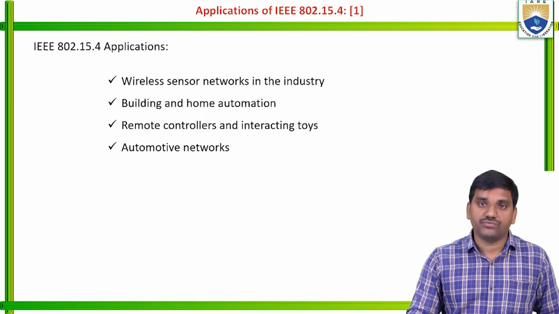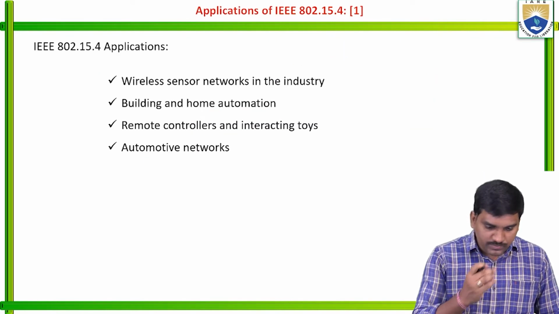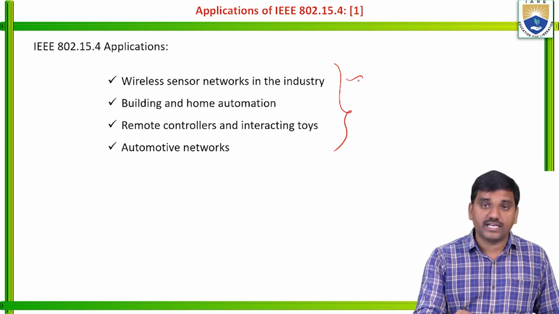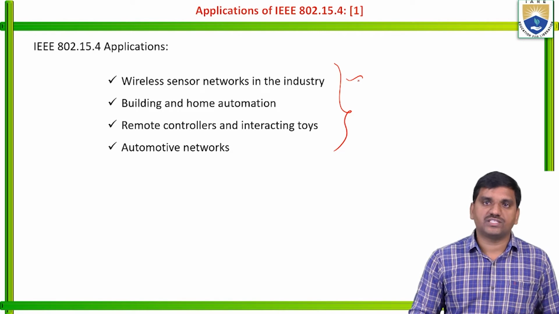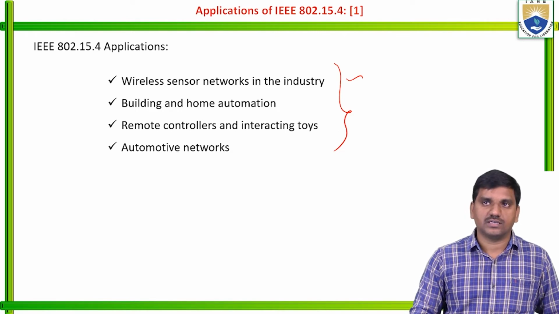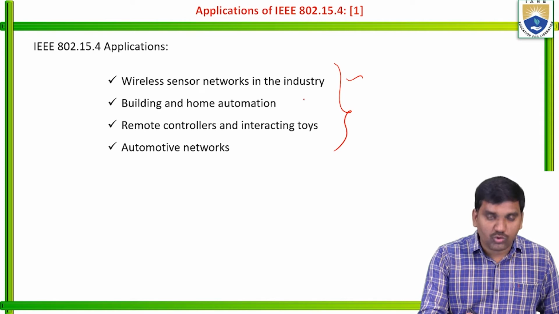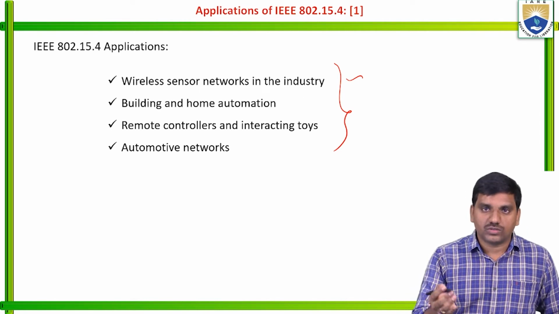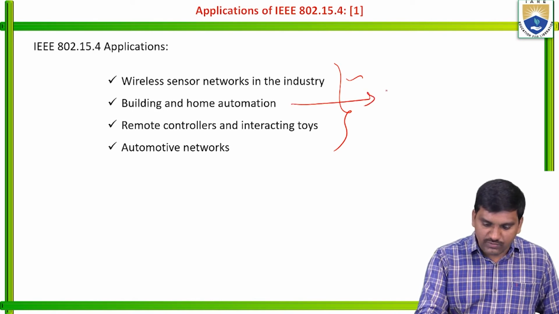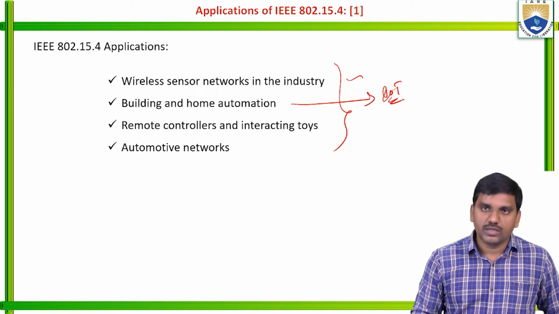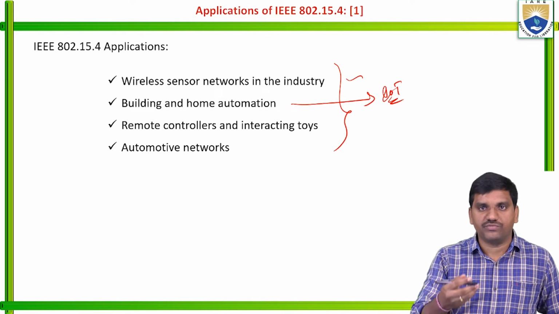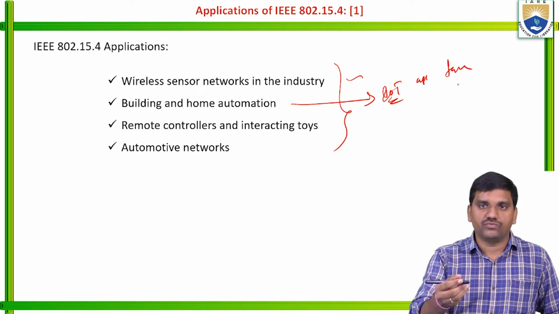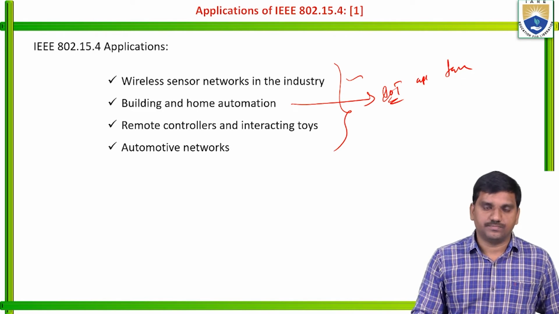Next, applications of IEEE 802.15.4. Here I mentioned 4 types of applications. Wireless sensor networks in the industry. Next, building and home automation. This is one of the applications of IoT. In building and home automation, we have different types of home appliances like fan, tube light, fridge, washing machine, like that.